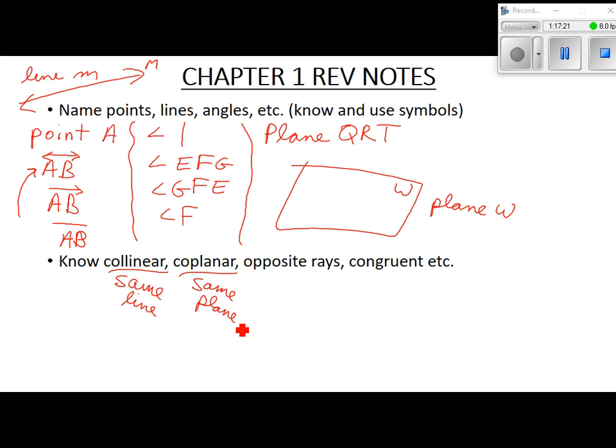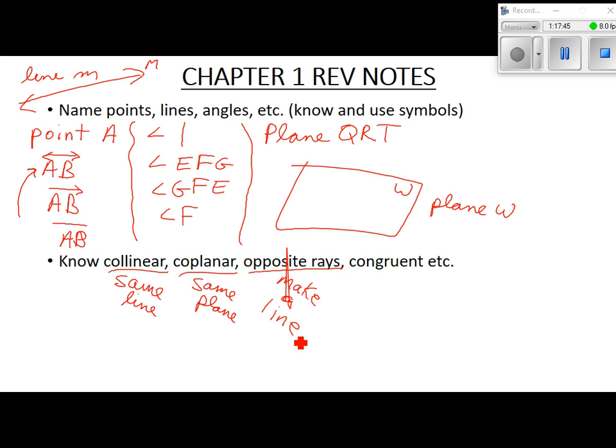Now Wyatt, when we do point Z, R, and P, are they collinear? No. Then we don't know. We need the picture to tell. Opposite rays make a what? Straight angle. Make a line. Make a line or straight angle.